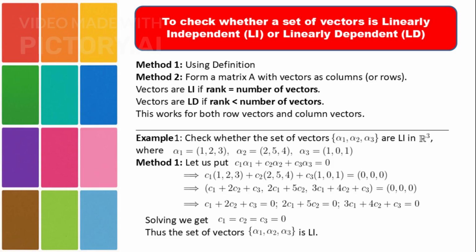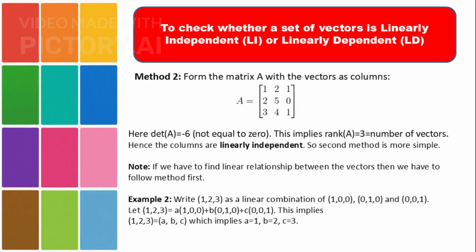Let us put the linear combination of alpha1, alpha2 and alpha3 equal to 0. Simplifying and then solving, we get all coefficients equal to 0. Hence, alpha1, alpha2, alpha3 are linearly independent. Another method to check vector independence involves forming a matrix with vectors as columns. Here, the value of the determinant of matrix A is not equal to 0. Therefore, the rank of the matrix is 3, which is equal to the number of vectors, hence the vectors alpha1, alpha2, alpha3 are linearly independent.